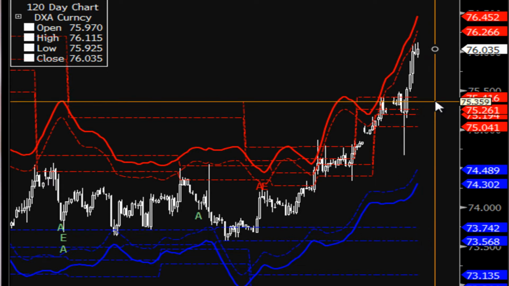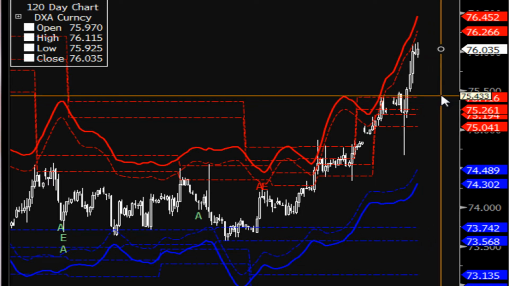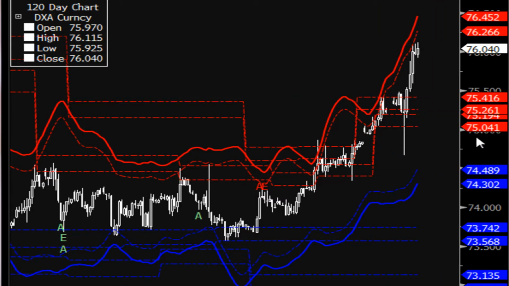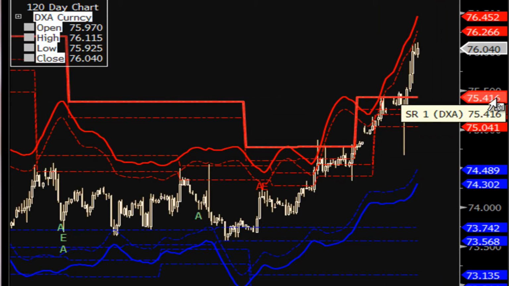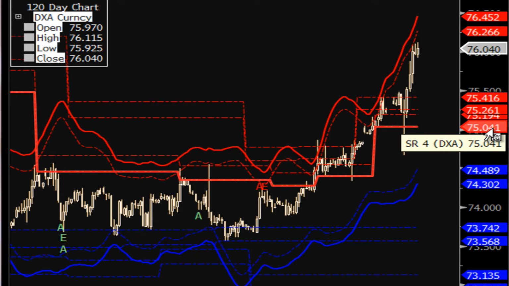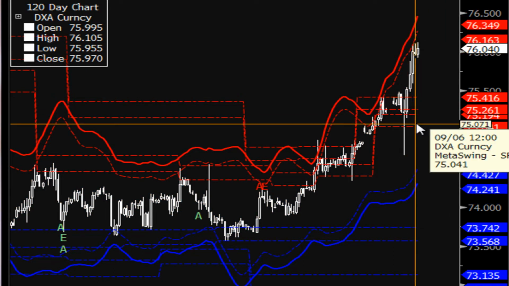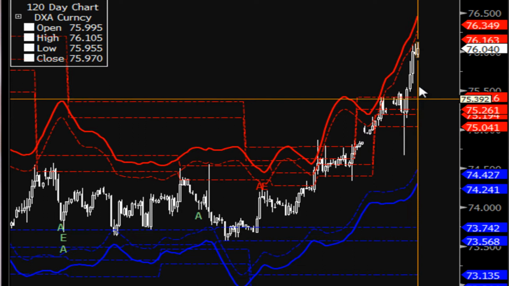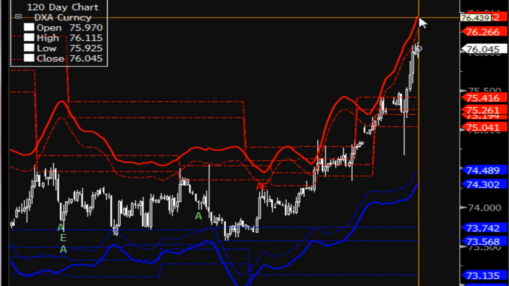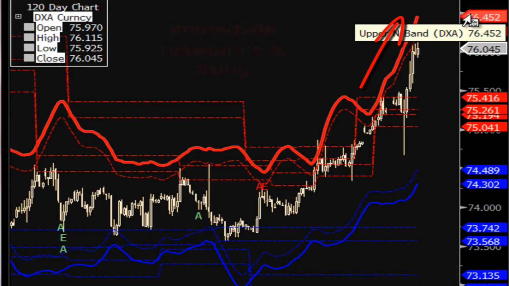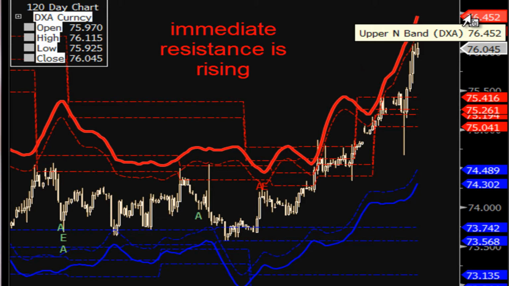So even to fine-tune our view on the hard right edge, what I see is we have levels that we can lean against here starting at 75.41 to 75.04, and so I can accumulate more further positions here on a pullback, as well as the bands are rising along with price. And so this means that resistance is actually rising at the same time price is rising.